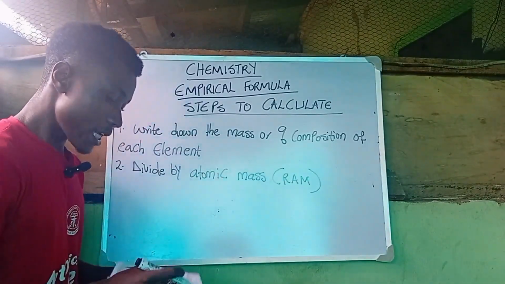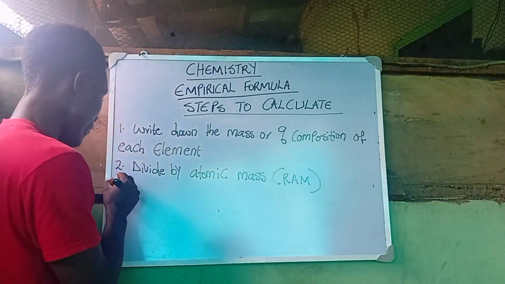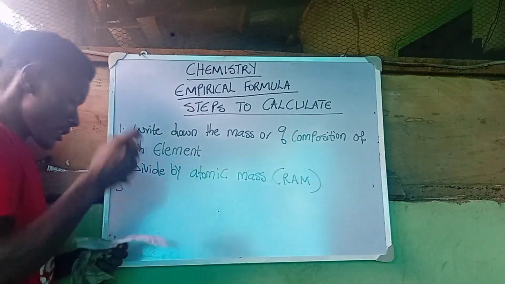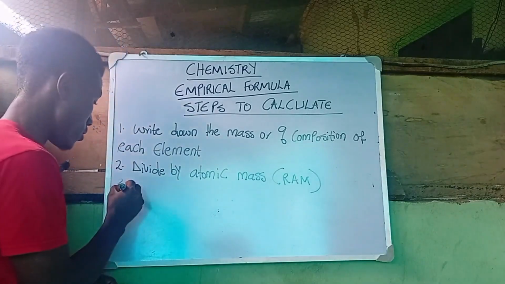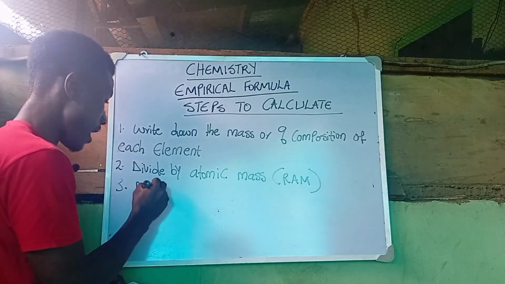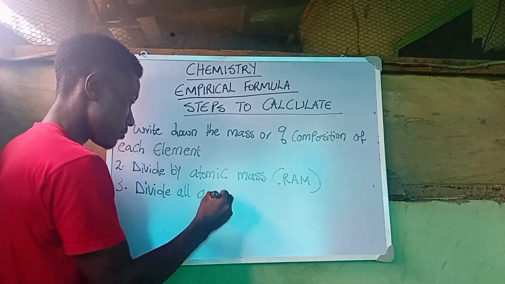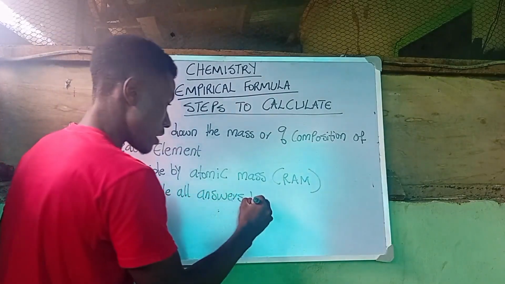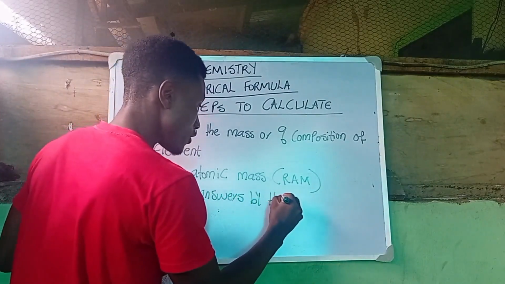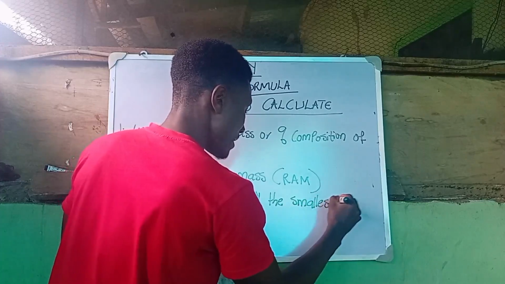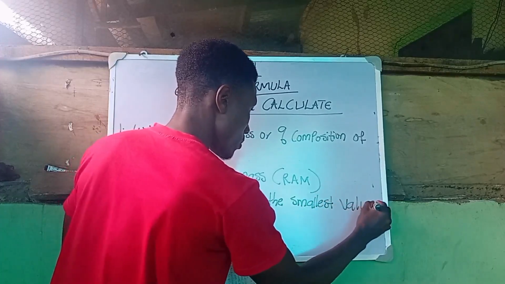So you say number three, divide all answers by the smallest value. Divide all answers by the smallest value.